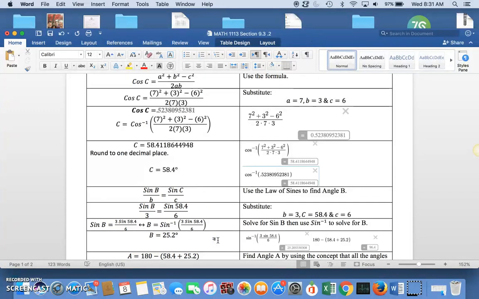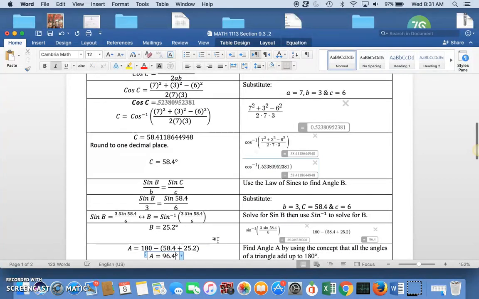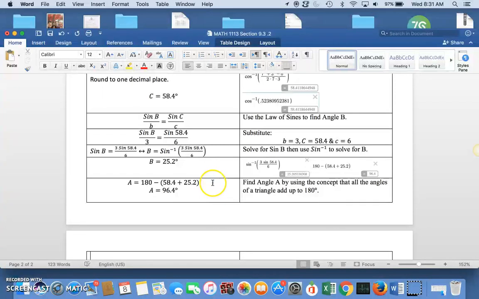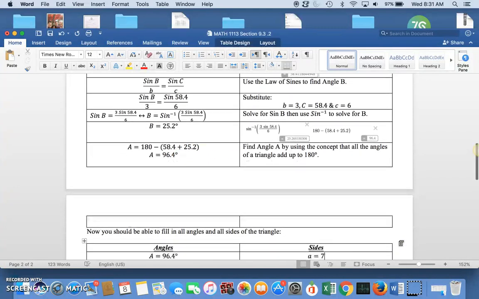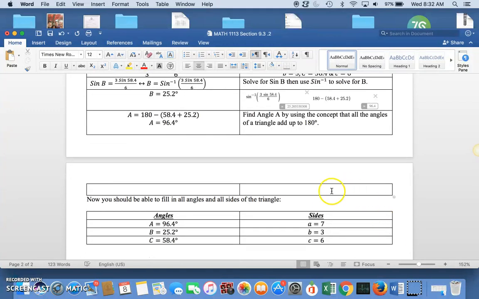Okay. Once you have two angles, you want to find the third angle by the idea that they add up to 180. So the two angles that I found, the 58.4 and the 25.2, need to be summed, and that sum subtracted from 180, and that would leave us with 96.4 degrees. At that point, you should now know all three sides and all three angles. You were given the three sides and you found the three angles.